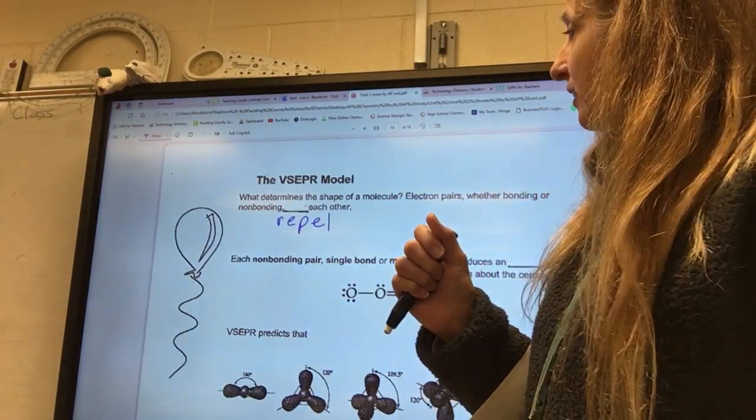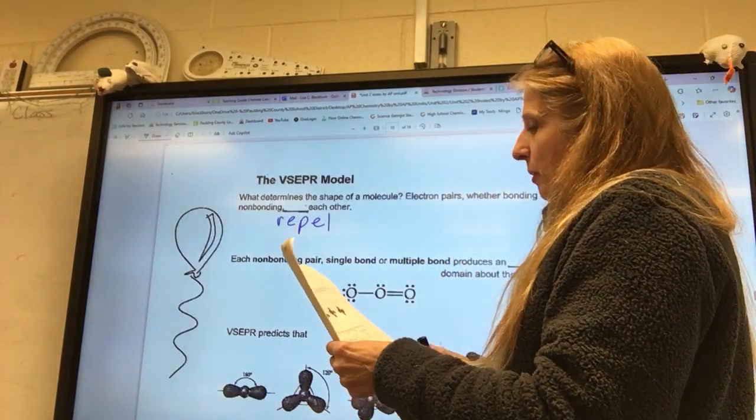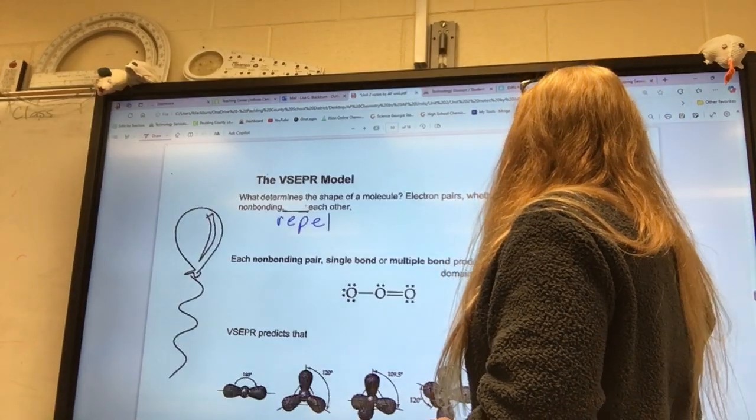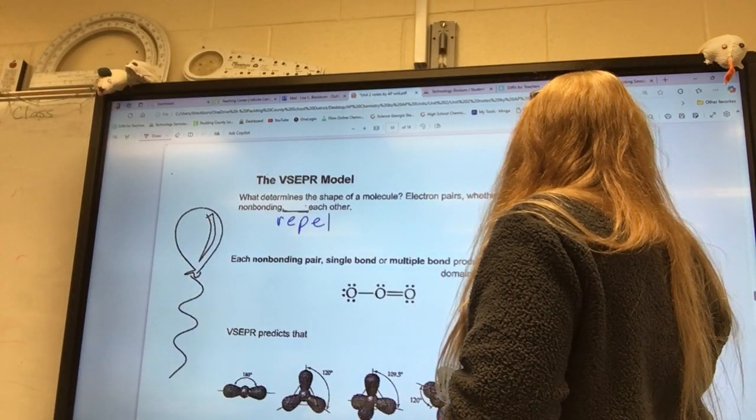Okay. Each non-bonding pair, single or multiple bond, produces an electron domain.